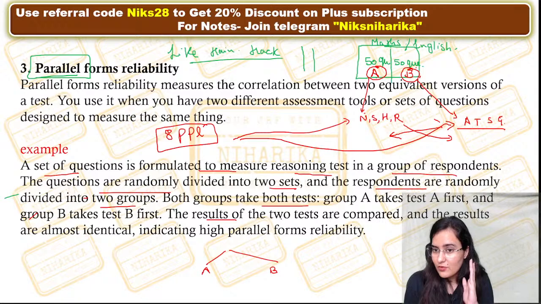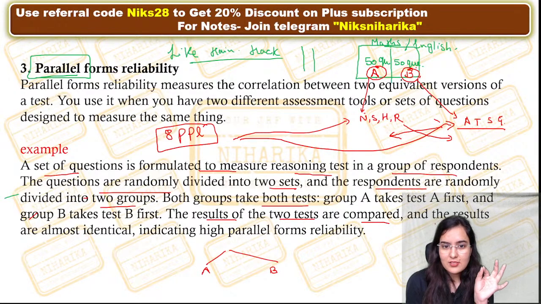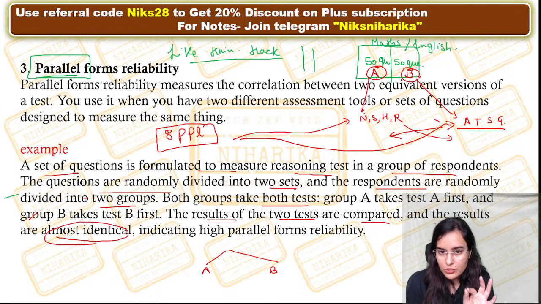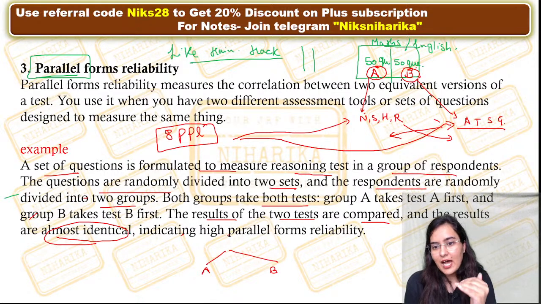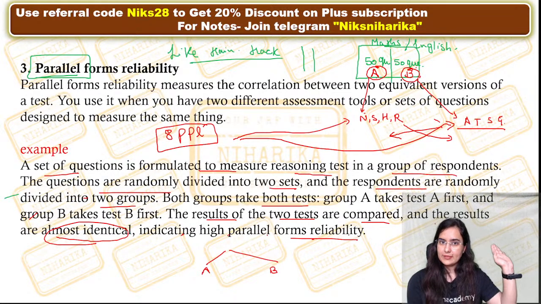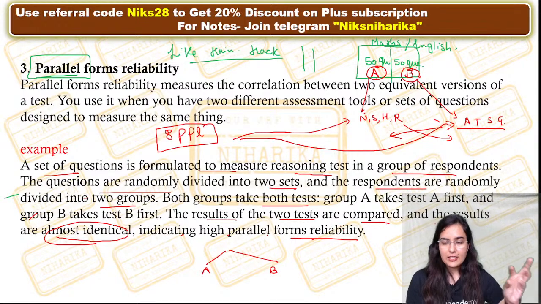The results of the two tests are compared, and if the results are almost identical, it indicates high parallel form reliability. This is very reliable. That means between set A and set B, there is no difference in difficulty level.